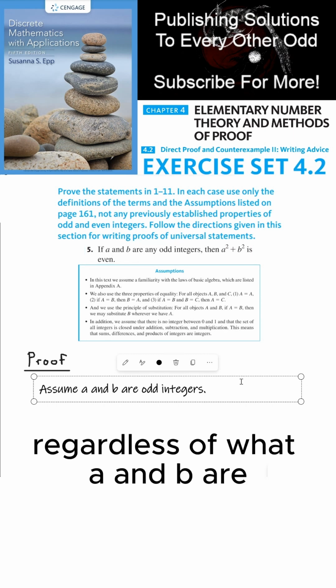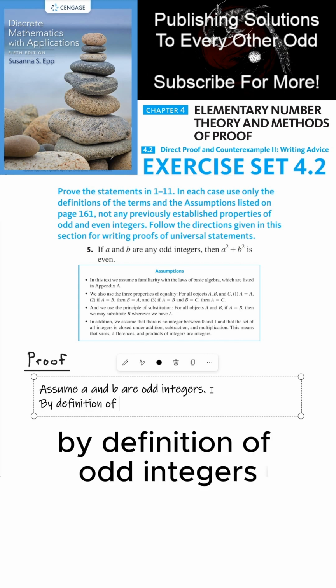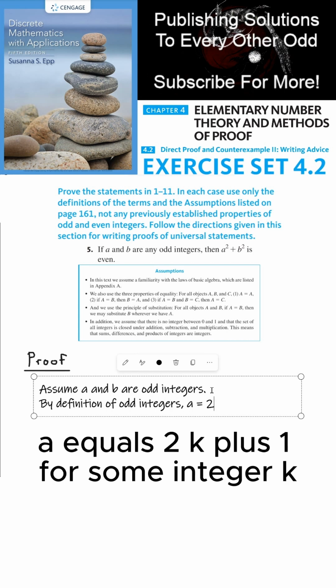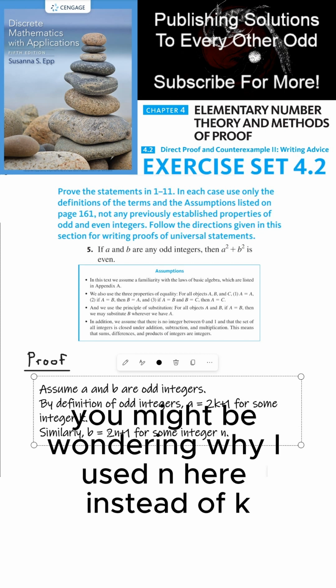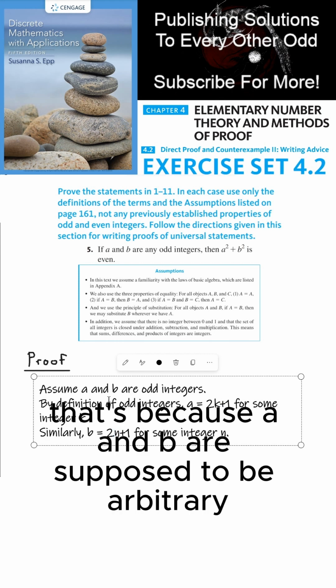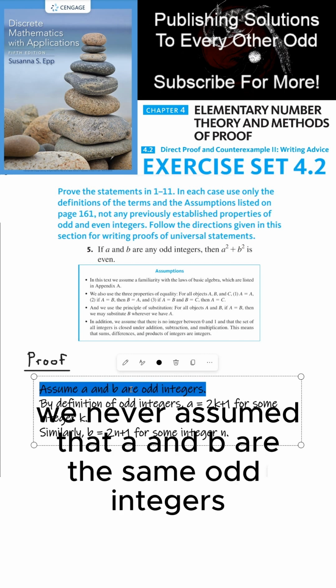The next thing we can do is unpack what it means to be an odd integer. By definition of odd integers, a equals 2k plus 1 for some integer k. Similarly, b equals 2n plus 1 for some integer n. Now you might be wondering why I used n here instead of k. That's because a and b are supposed to be arbitrary and fixed odd integers. We never assumed that a and b are the same odd integers.